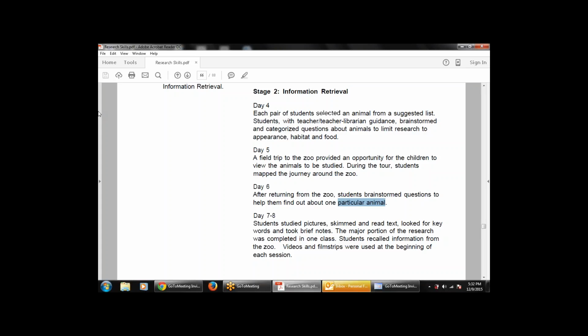The major portion of the research was completed in one class. Videos and filmstrips were used at the beginning of each session. So whatever the filmstrip, whatever the session they are doing, they are used at the beginning of each session. So students studied the pictures, skimmed and read text, looked for the keywords and took brief notes.